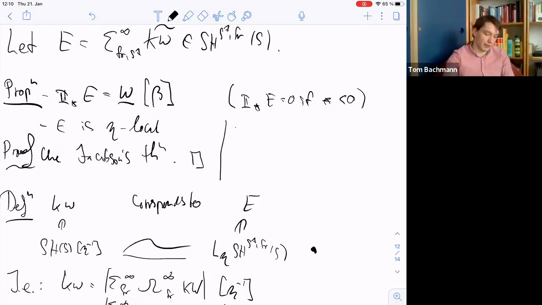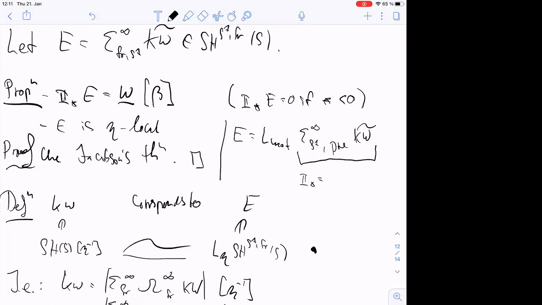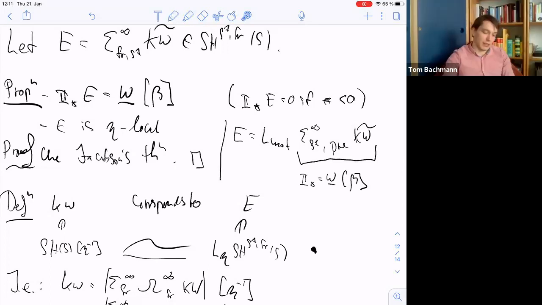So yeah, I will have E. This is going to be the motivic localization of, well, how am I going to denote this? Let me write something like sigma infinity S1 and maybe, I don't know, pre of KW tilde, right? And I know all the homotopy sheaves of this. Here pi star equals W adjoint beta, right? And now the question is, what is the motivic localization of this guy?